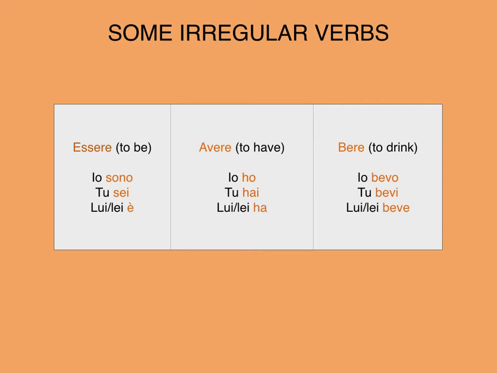And finally the verb bere, io bevo, tu bevi, lui, lei beve. So as you can see, those irregular verbs don't follow a regular pattern like the other verbs that we have seen previously. So the only way to remember those verbs is to actually learn them by heart.